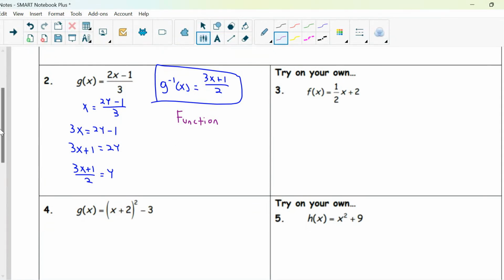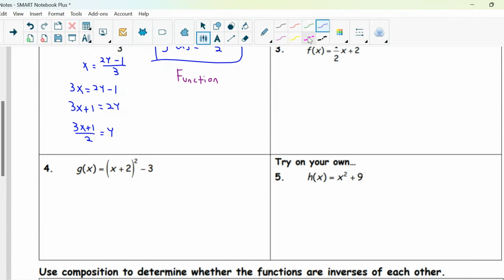So in number 4 here, let's do the same process. Let's swap our x and y. So I've got x equals y plus 2 squared minus 3. Okay, let's go ahead and solve. Let's add 3. So I've got x plus 3 equals y plus 2 squared. I'm going to take the square root of both sides. So that's going to give me, remember, plus or minus the square root.